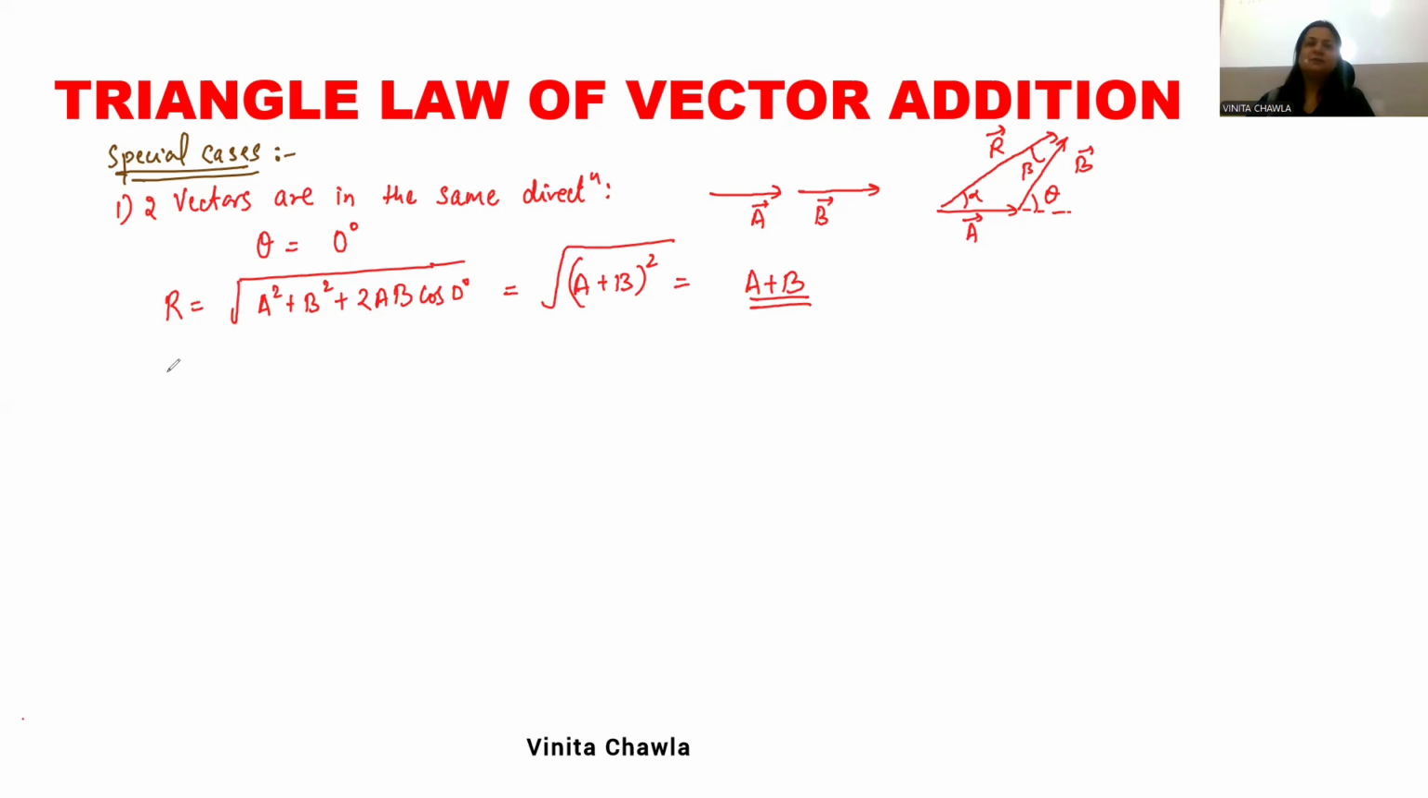And tan alpha is B sine theta upon A plus B cos theta. So B sine 0 degree upon A plus B cos 0 degree. Sin 0 degree is 0, cos 0 degree is 1. So upon A plus B, we get 0. Tan alpha is 0, so this implies alpha is equal to 0 degree.